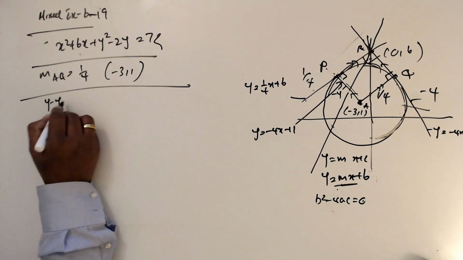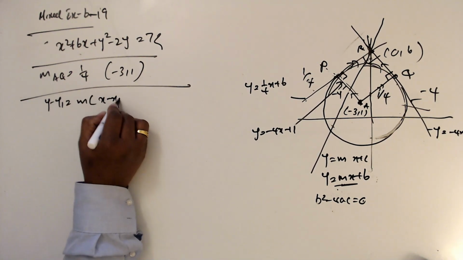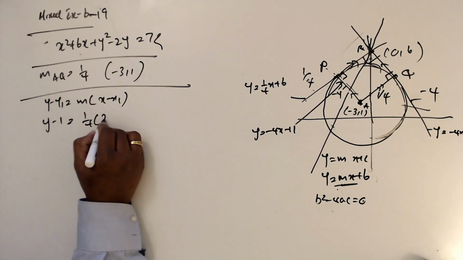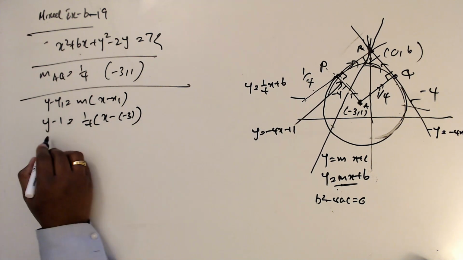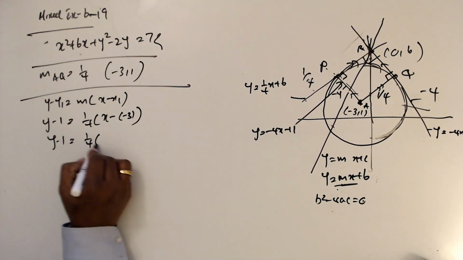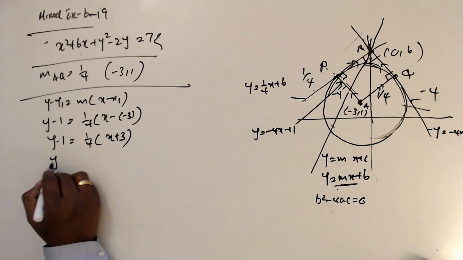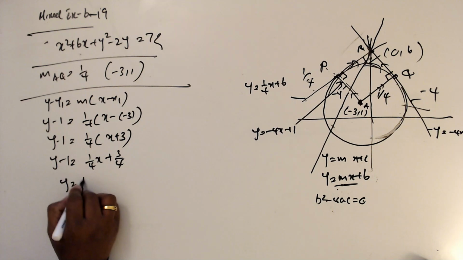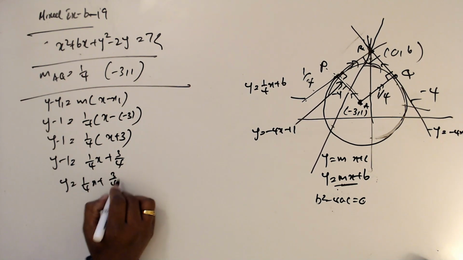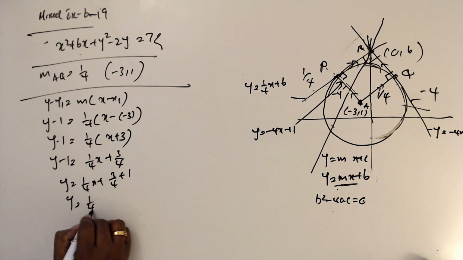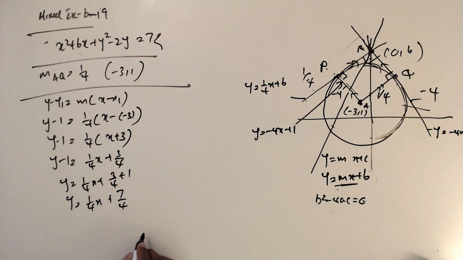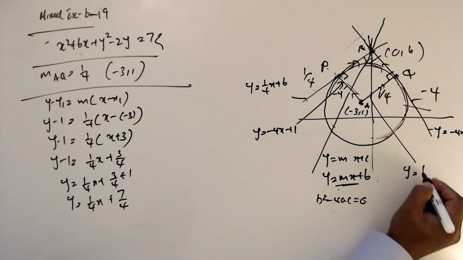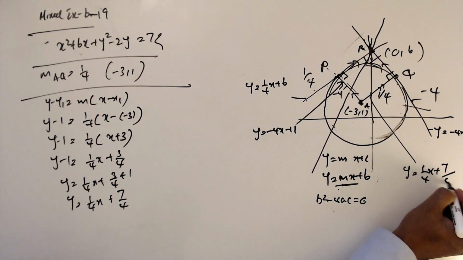So y minus 1 equals m times (x minus x1). y minus 1 equals 1 over 4 times (x minus minus 3). y minus 1 equals 1 over 4 times (x plus 3). y minus 1 equals 1 over 4 x plus 3 over 4, plus 1. So y equals 1 over 4 x plus 7 over 4. So the equation of this one is y equals 1 over 4 x plus 7 over 4.